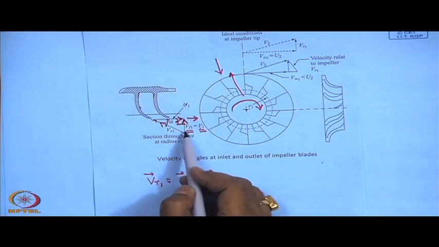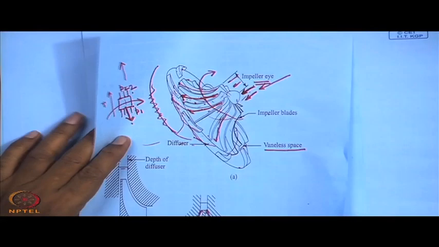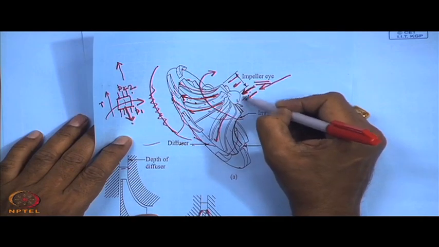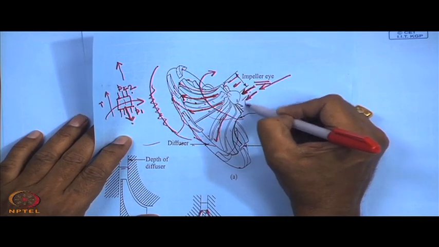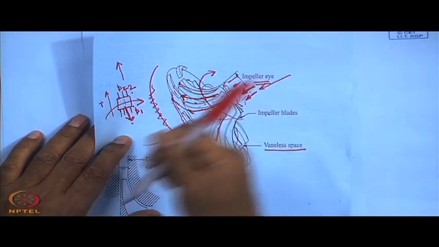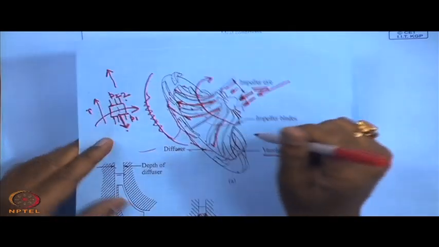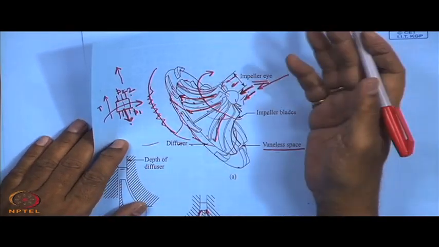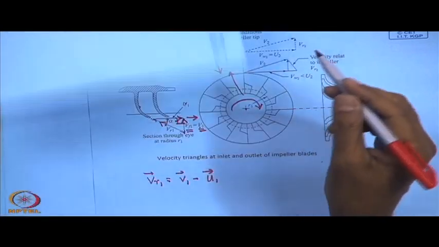That means, if this velocity is V1, this multiplied by the frontal area of the impeller will give you the volume flow rate, and the volume flow rate times the density is the mass flow rate going to the compressor.